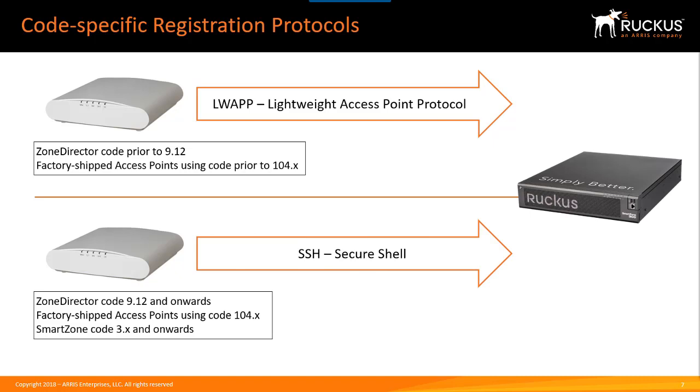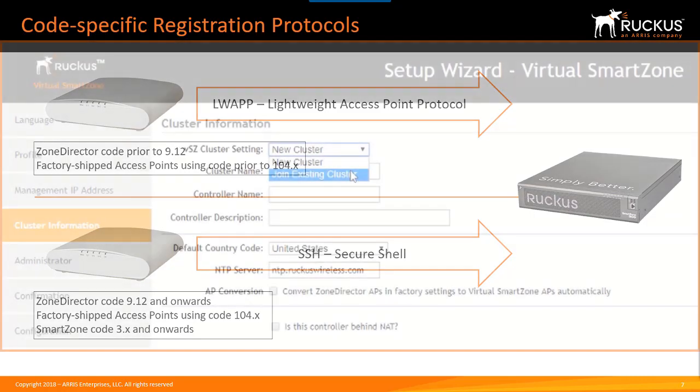Now, the controller by default only listens to and will register APs using the SSH protocol, but that's just the default behavior. We do have a mechanism and a means of allowing the controller to listen to LWAP, or Lightweight Access Point Protocol, and listen to APs that are using those protocols to allow them to register. So let's take a look at how that's done.